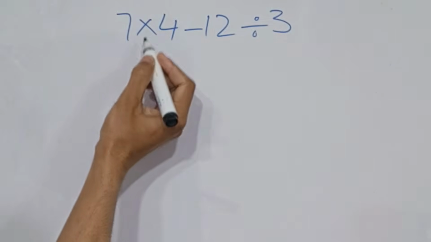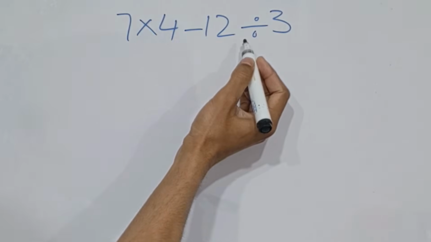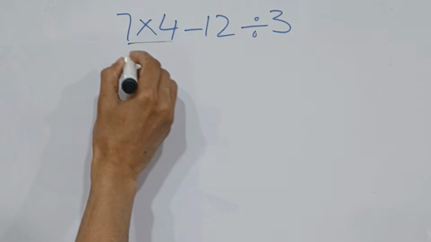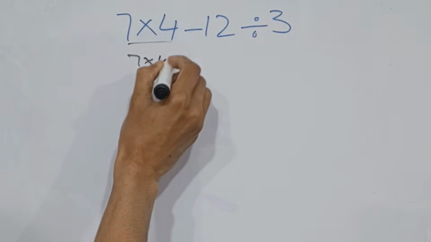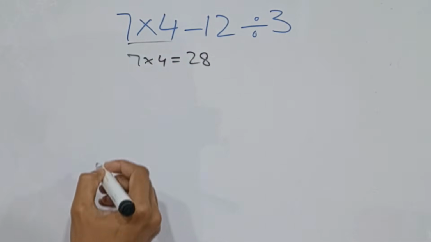Here guys, we have 7 times 4 minus 12 divided by 3. Okay, 7 times 4, right? 7 times 4 equals 28, right?